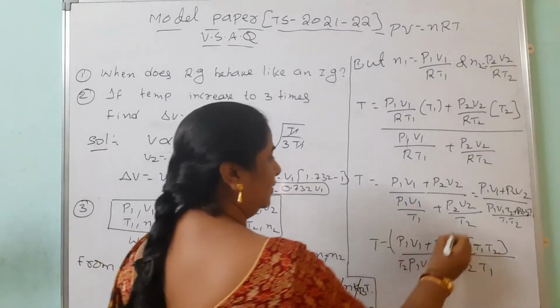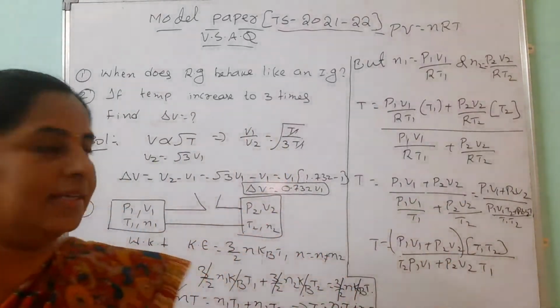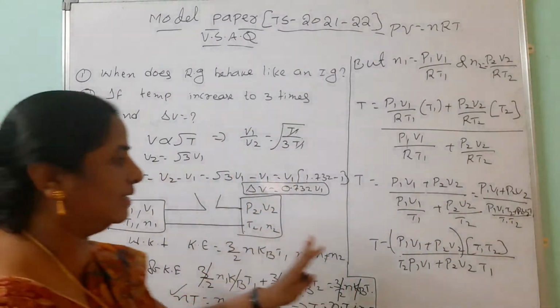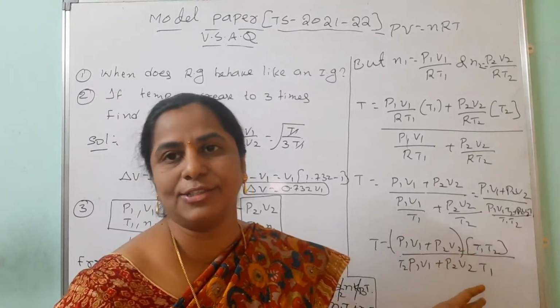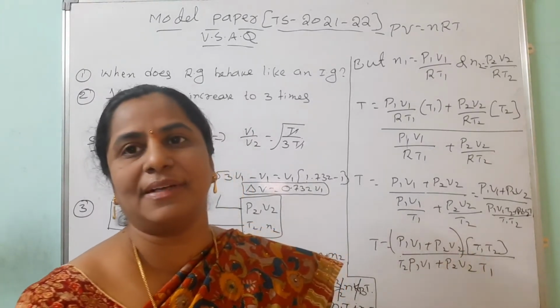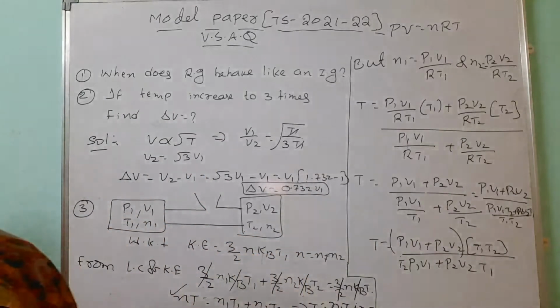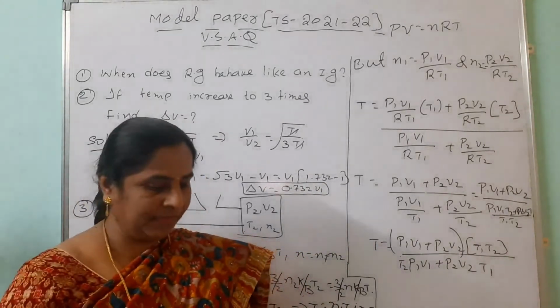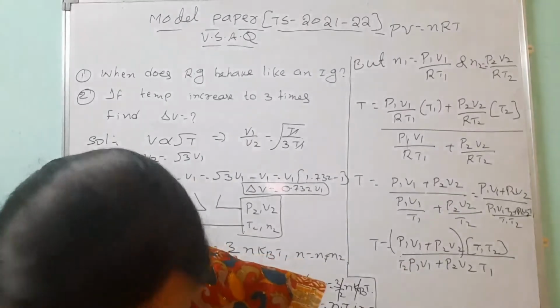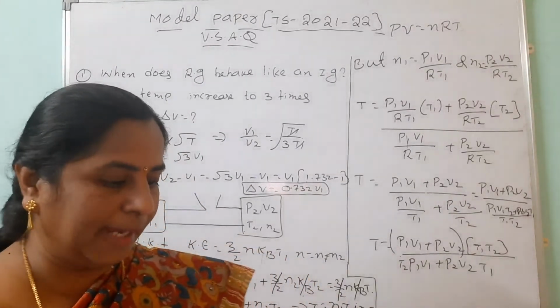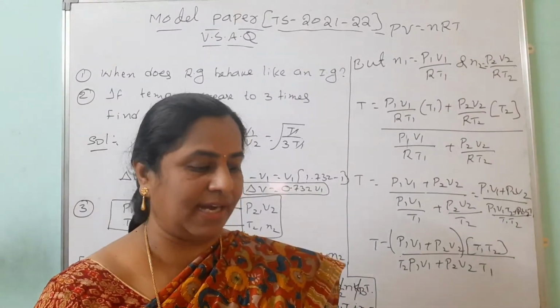So if you want to, you can put the bracket also here. See, this is somewhat big. It is in our kinetic theory, it is the short answer. But in this model paper, they have given us very short answer questions. Then our fourth question is, when water flows through a pipe, which of the layers moves fast?